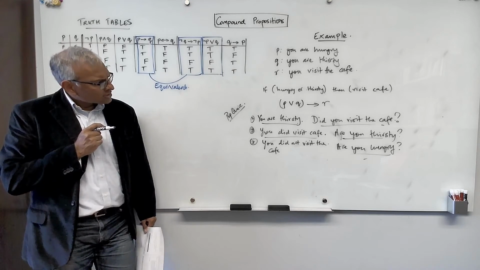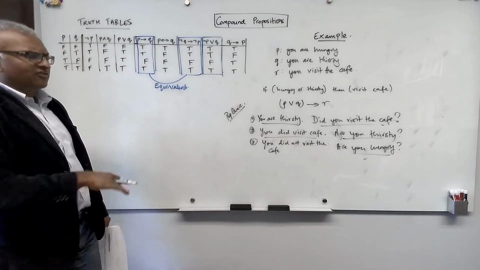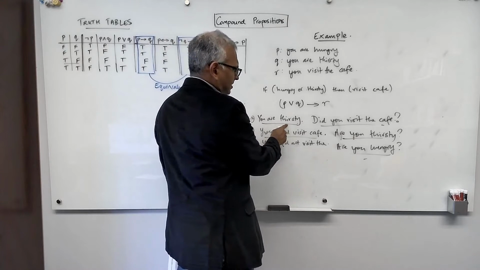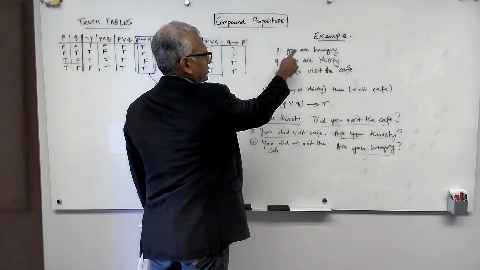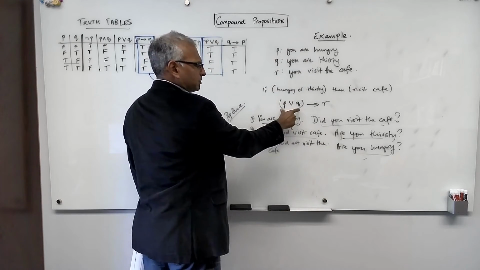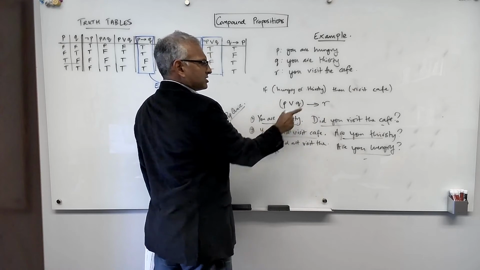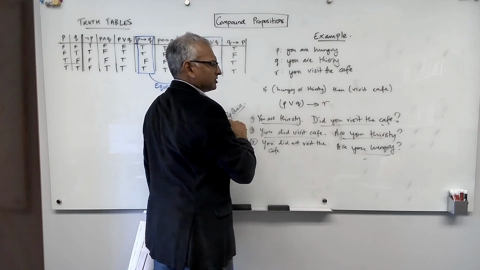But what I want to show you is that we can use truth tables and the basic propositional logic that we have defined here to answer these questions effortlessly. Okay, so you are thirsty. So what that says is Q is true, so P or Q is true. Since P or Q is true, and this is a true implication, we can infer R. So you can infer that you visited the cafe.